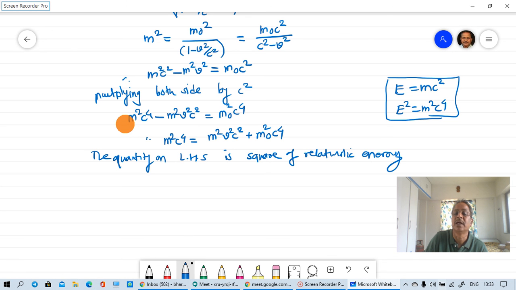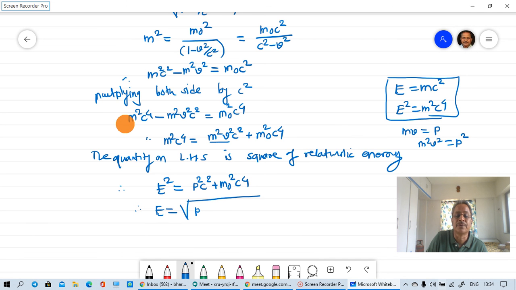Earlier we have seen this type of relation several times. And remember here, in the second term, this is the product of mass and velocity squared, mass square into velocity square. So mv is called the momentum, and therefore m square v square will be simply p square. So I can replace the quantities here. Therefore E square is equal to p square c square plus m0 square c raised to 4, and taking the square root you will get E is equal to the square root of p square c square plus m0 square c raised to 4, and this is our derivation.